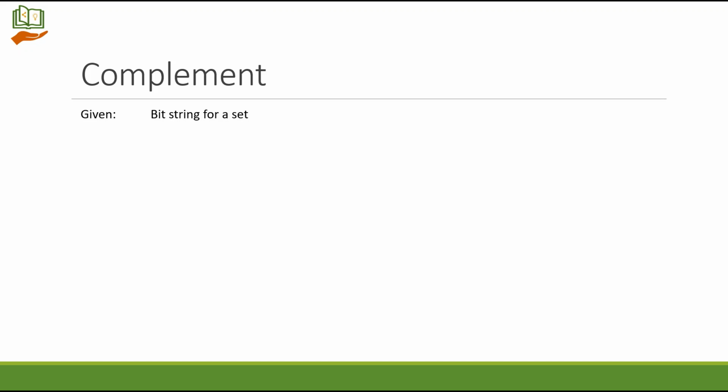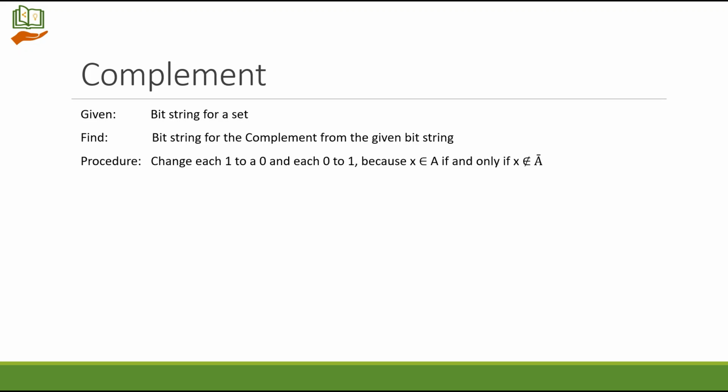Now we will see how to do set operations in terms of this representation. Given a bit string for a particular set, we have to find the bit string for the complement. What is the procedure? Change each 1 to a 0 and each 0 to a 1, because x belongs to A if and only if x does not belong to A complement. So when we say A is equal to 1, 2, 3 in the universal set of 1 to 10, what about A complement?